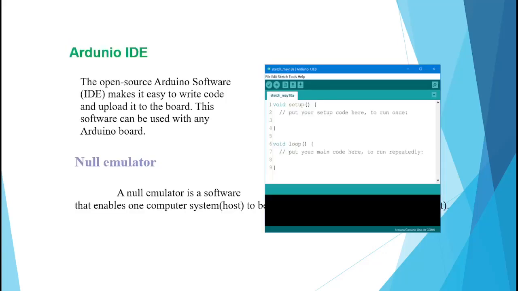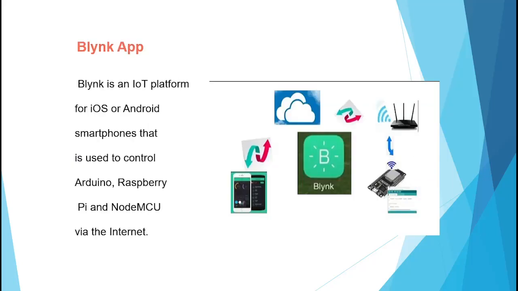Arduino IDE. The open source Arduino software IDE makes it easy to write code and upload it to the board. This software can be used with Arduino boards. Arduino IDE is open source software designed by Arduino CC and mainly used for writing, compiling and uploading the code. Here we are writing the code and uploading it into PicsimLab for the simulation. Coming to the null emulator. A null emulator is software that enables it on the computer system. Come next, Blynk app.